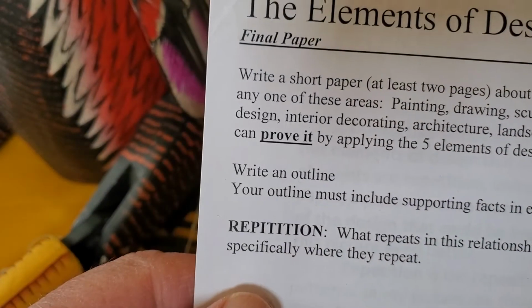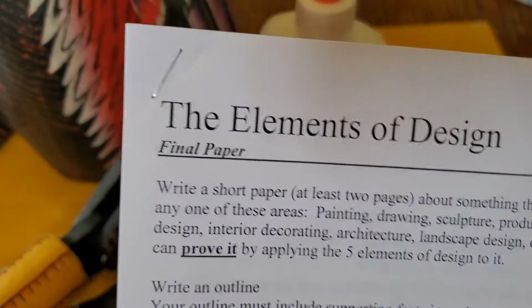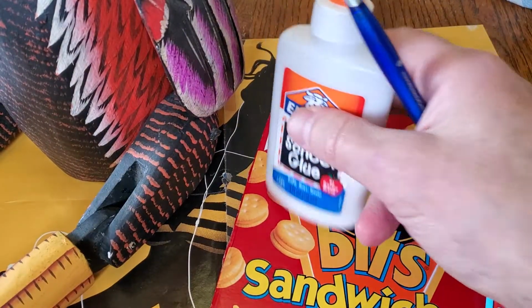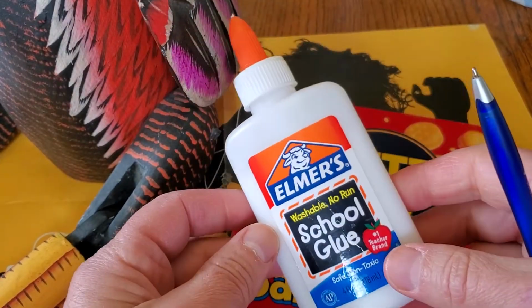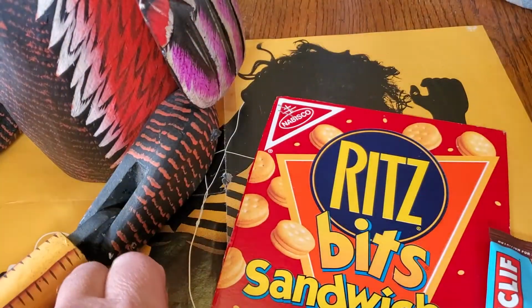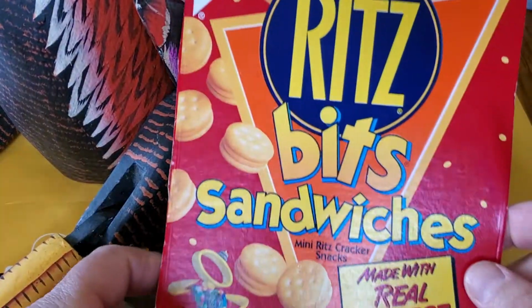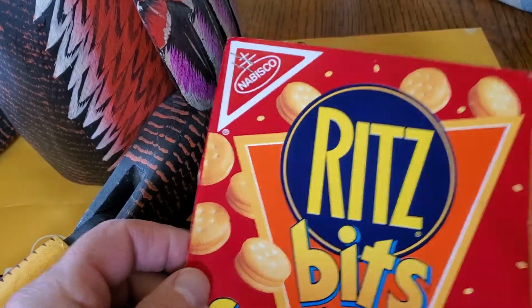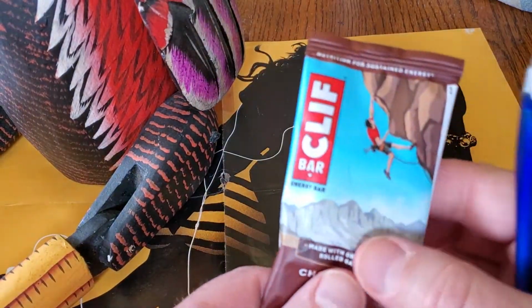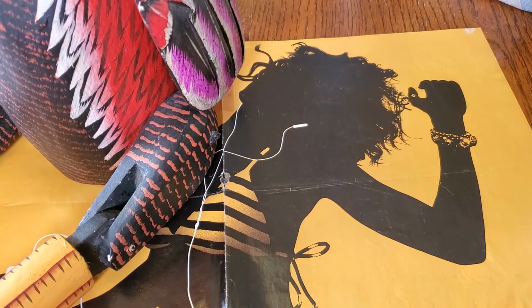Now, I'll give you some examples of things you can write your paper on. For example, you could do packaging design. Here are some examples of packaging design. This glue bottle is an example of packaging design. It holds a liquid. Here's a Ritz box, an example of packaging design. Here's a Clif Bar, an example of packaging design, okay?